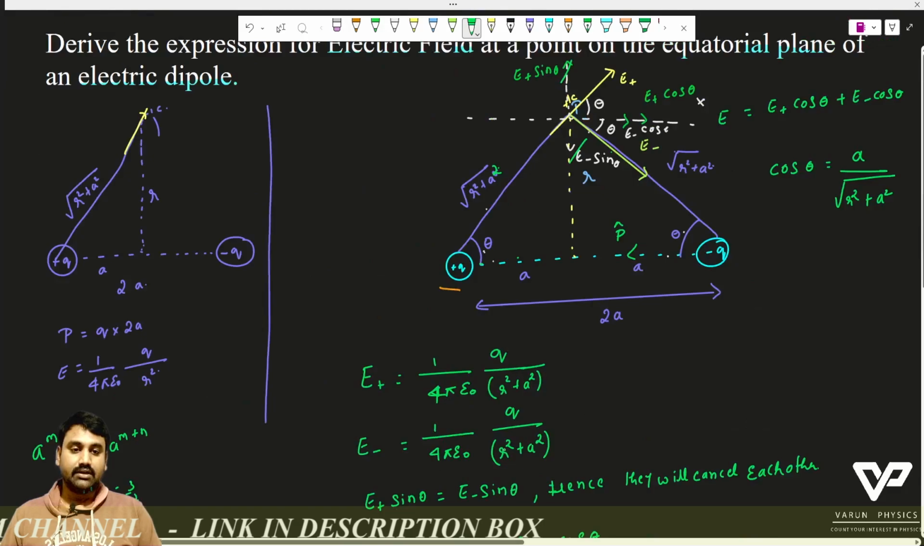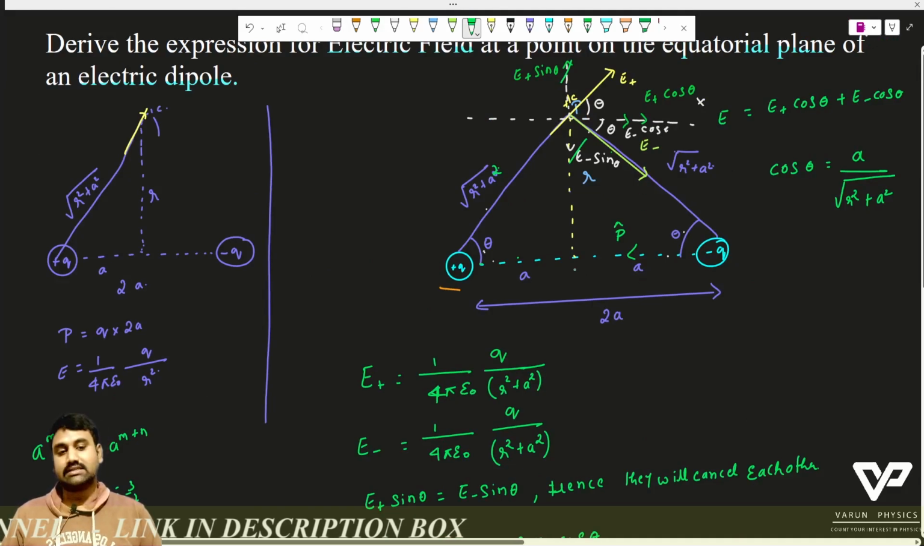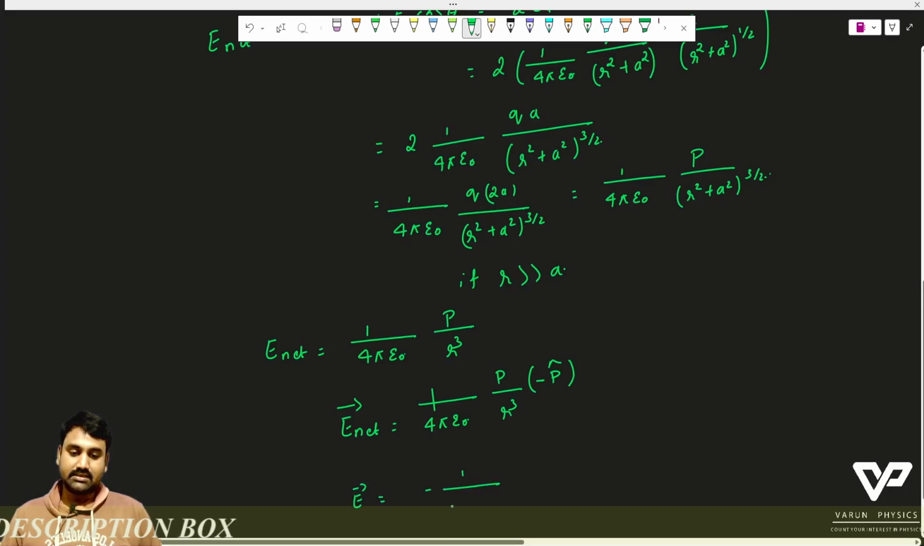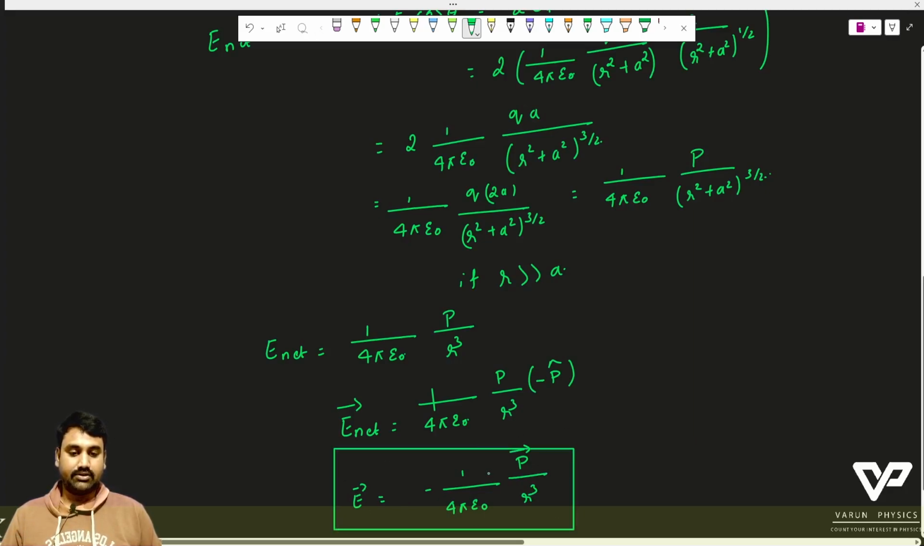If you observe here, the electric field is in this direction and the dipole moment is in this direction, opposite to each other. Therefore, we write minus vector p cap. Therefore, the net electric field E is equal to minus 1 by 4 pi epsilon naught vector p divided by r cube. Hence, the complete proof of the derivation.